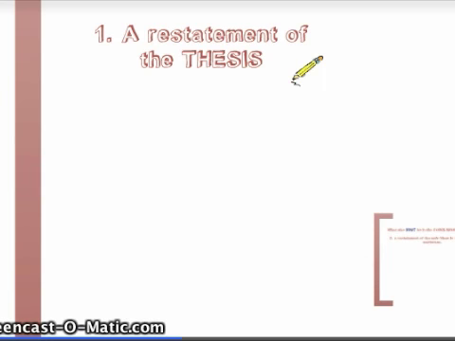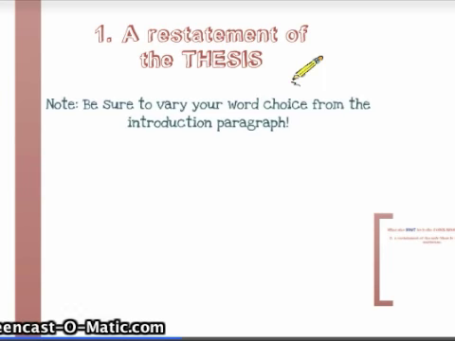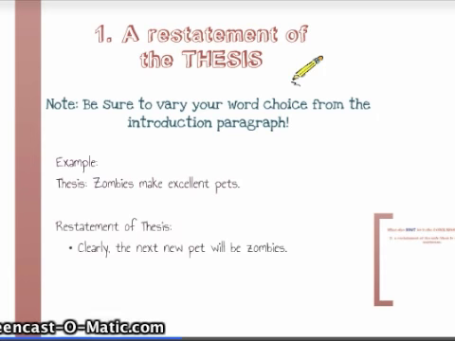First, you need the restatement of the thesis. You want to make sure that you vary your word choice from the introduction paragraph so that the thesis doesn't sound exactly the same. Let's look at some examples. Let's take the original thesis, zombies make excellent pets, and rather than saying that exactly, we'll say something like, clearly the next new pet will be zombies, or without a doubt, zombies are extremely useful as pets. Both of these restatements of the thesis say the same basic idea, but in new words.